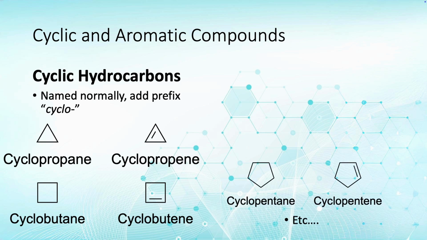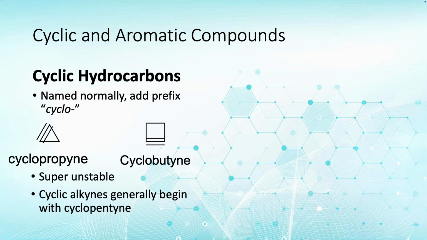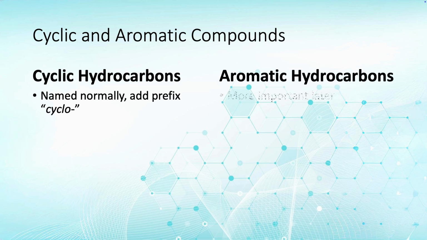Although we technically could have cyclopropyne and cyclobutyne, we really haven't been able to get stable scientific evidence of their existence. We'll be able to understand why that is a little later in the course. In general, cyclic alkynes begin to occur with cyclopentyne. Aromatic compounds are more important for later in the course, in organic chemistry too, but we will briefly define them right now, so you'll be able to recognize them when they come up.